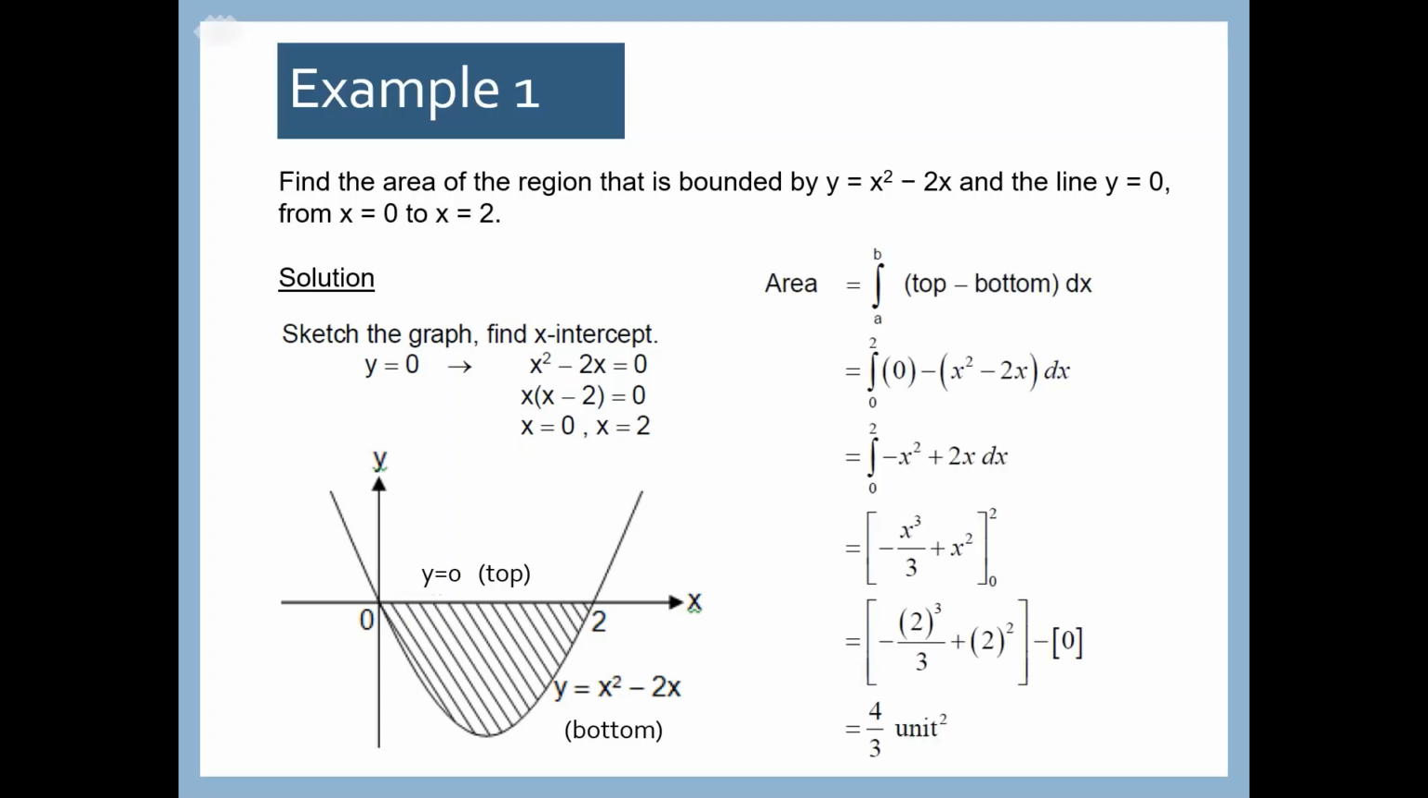Here, the top function is y equal to 0 and the bottom function is y equal to x squared minus 2x. Thus, the area of the shaded region is obtained by solving the integral of the top function minus the bottom function over the interval 0, 2. That is, by solving the integral of negative x squared plus 2x with respect to x from 0 to 2, you will obtain 4 over 3 unit square as the final answer.